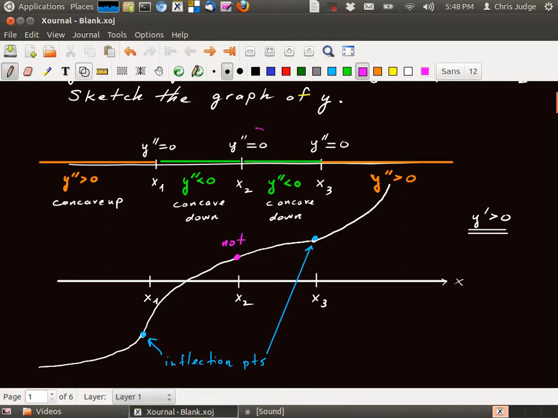Now notice, finally, this point is not an inflection point. Even though the second derivative is 0 here, it's not an inflection point. Why? Because the second derivative didn't change sign. It was negative, and then it continued to be negative. It was concave down, it continued to be concave down, even though the second derivative was 0 here. The only time you have an inflection point is when the concavity changes from concave up to concave down, or from concave down to concave up.